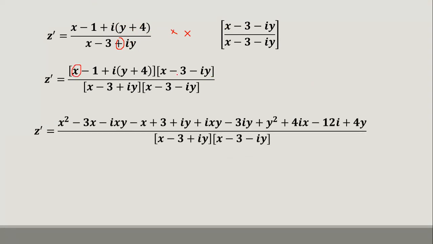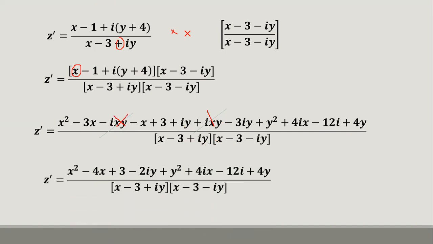So multiplying x by the second bracket, minus 1 by the second bracket, plus I multiplied by y plus 4 by the second bracket, we get the following results. Reducing the terms, minus ixy and plus ixy are opposite to each other, so they cancel. Organizing and reducing the similar terms, we get the following answer too. Don't forget that the value of I square is always equal to minus 1.